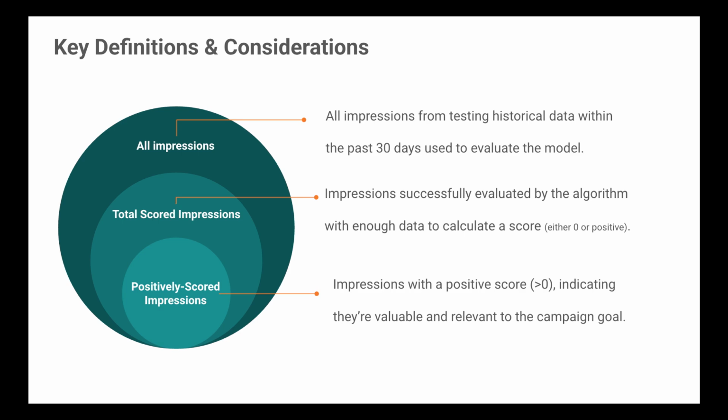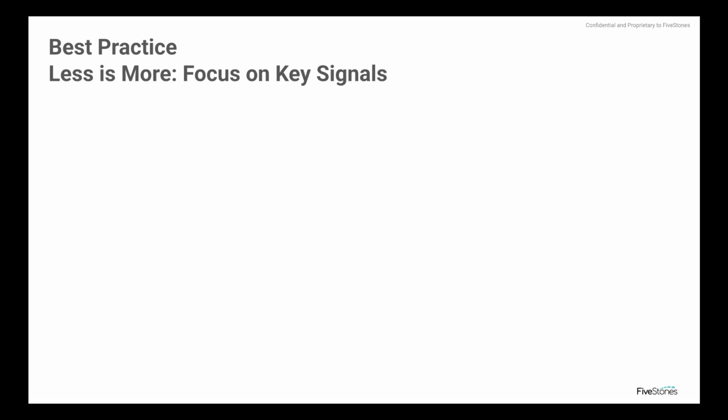What this shows us is that the model doesn't learn from every impression. It filters impressions step by step, first by data availability and then by value. When the test results meet the requirements, it tells us the model has enough meaningful data to learn from and optimize effectively.